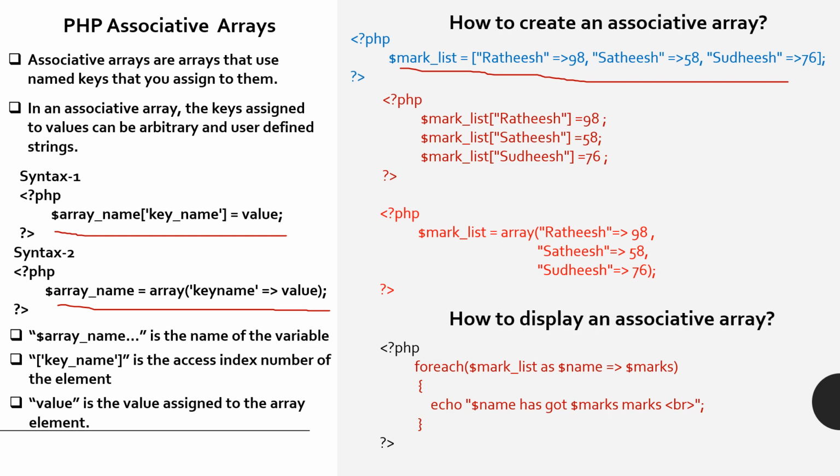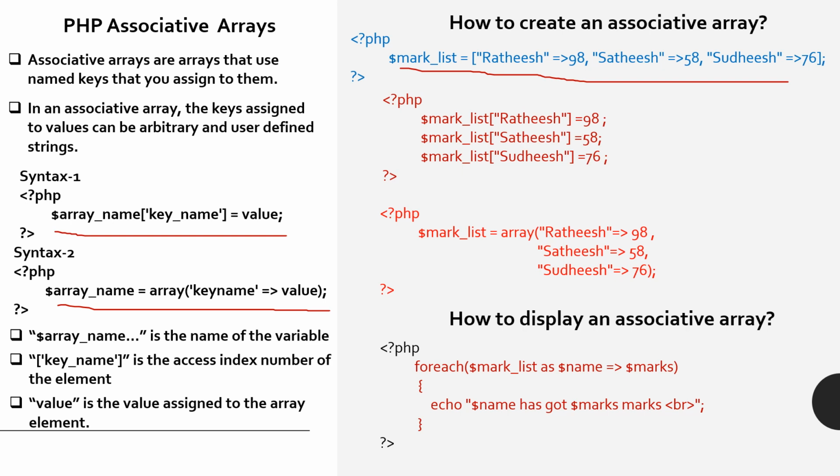Another way is we need to specify mark list of Jadish, this way also possible. Final thing is using the array keyword, how it can be done. Array of Jadish age, Sadish age, Sudish age. These are the different ways of creating an associative array.